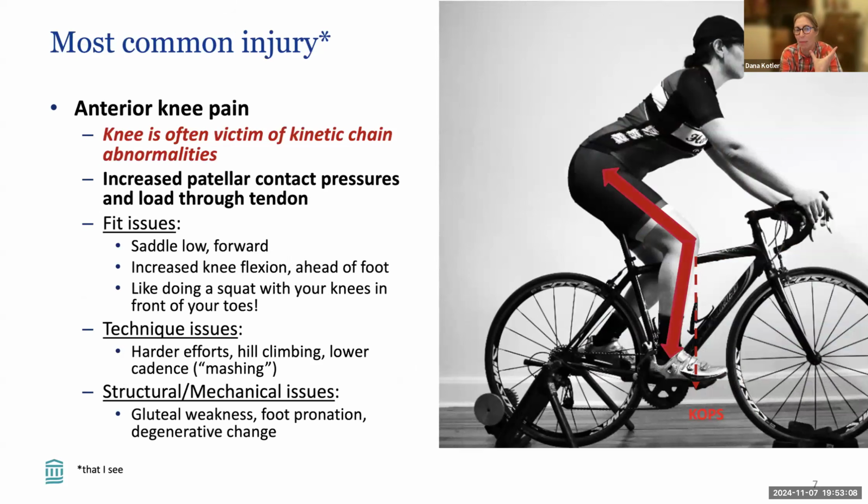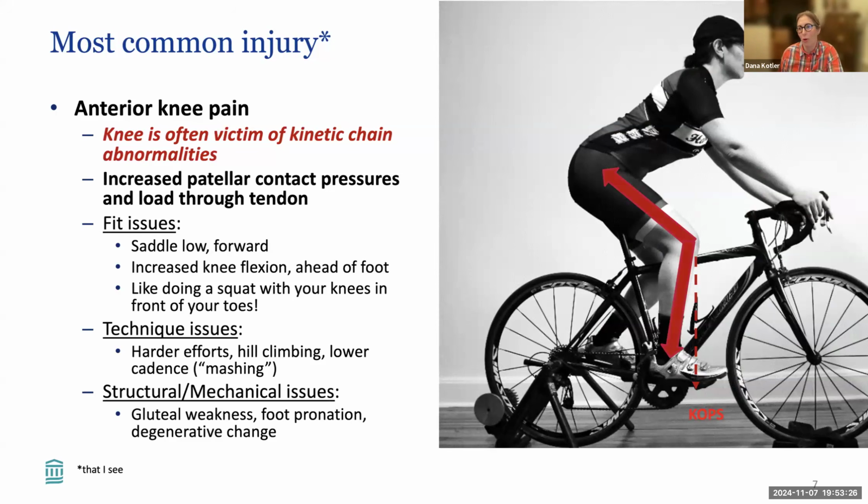So the most common injury that I'm going to talk about today is pain in the front of your knee, so anterior knee pain. And the thing about the knee and the bike is that your knee is often the victim of a problem somewhere else. So either your hip is doing something weird or your foot is doing something weird, and that's throwing your knee into an odd mechanical sort of disadvantage.